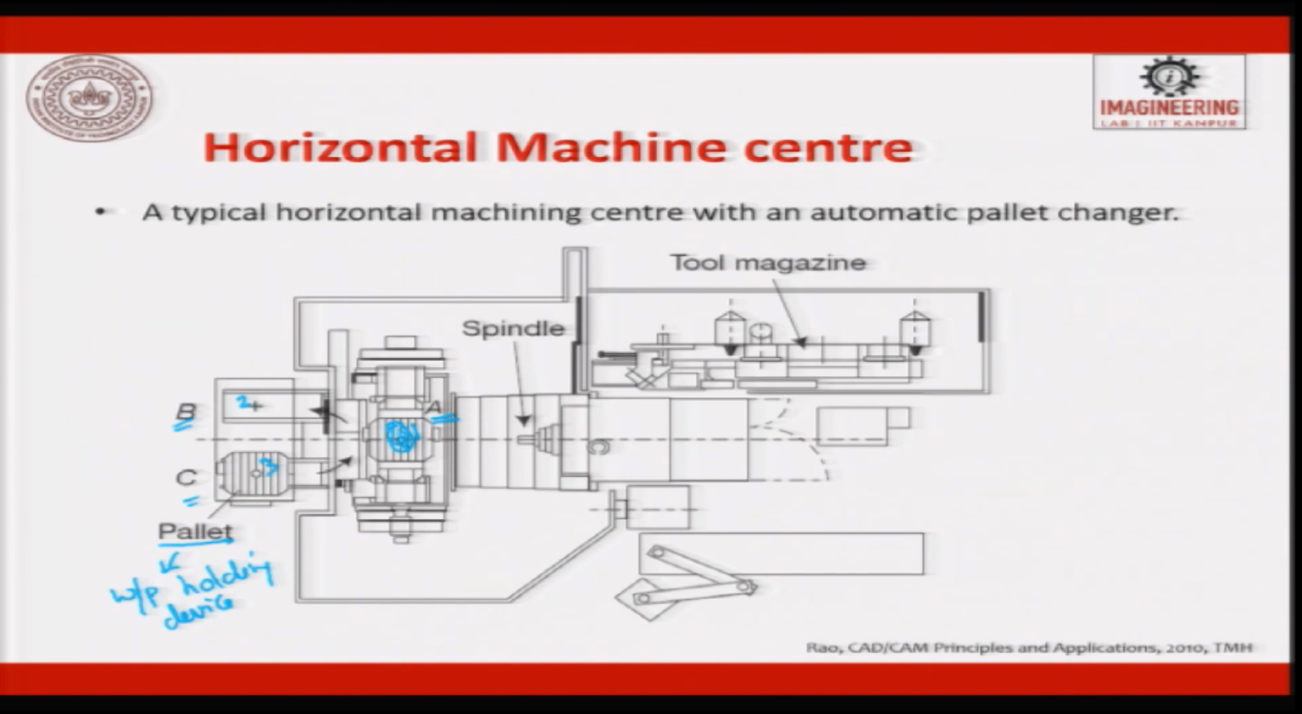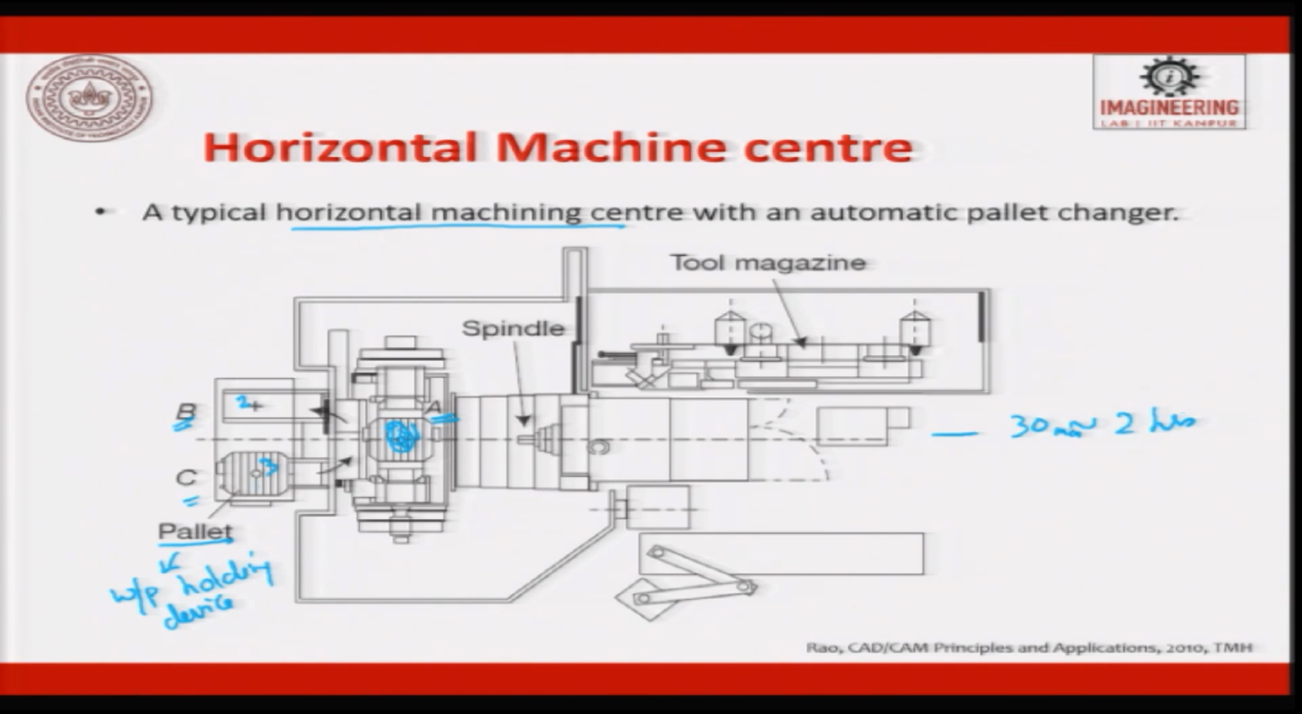Once the machining is over, this pallet sweeps out to position B and C, whatever was there, and the pallet gets into the machining zone. So, what is the advantage? The advantage is you are trying to increase the productivity of the machine. Generally, on horizontal machining centers, when one job is loaded, it typically runs for 30 minutes to even 2 hours.